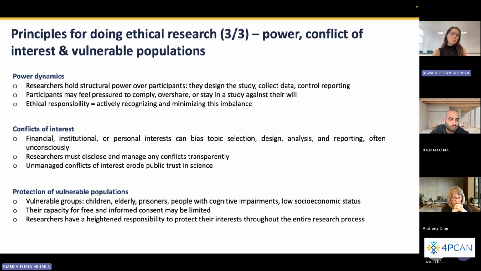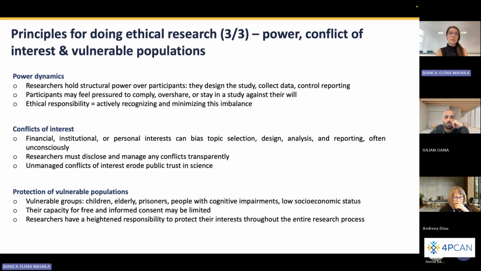So we need to keep this in mind when we are conducting our research, and of course to try to recognize, as an auto-reflexive behavior from a researcher, and to minimize this power imbalance between the researcher and the potential respondent or the potential participant.